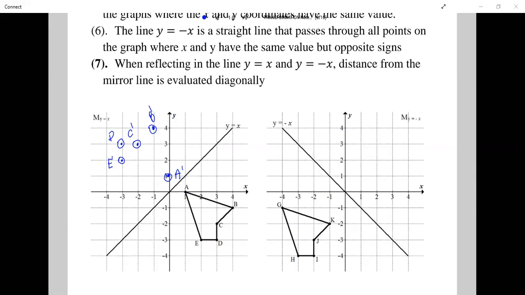Now all I have to do to complete my shape is just connect the points. All right, I'm doing it by freehand. You must use a ruler. This is the object, and this is the image.